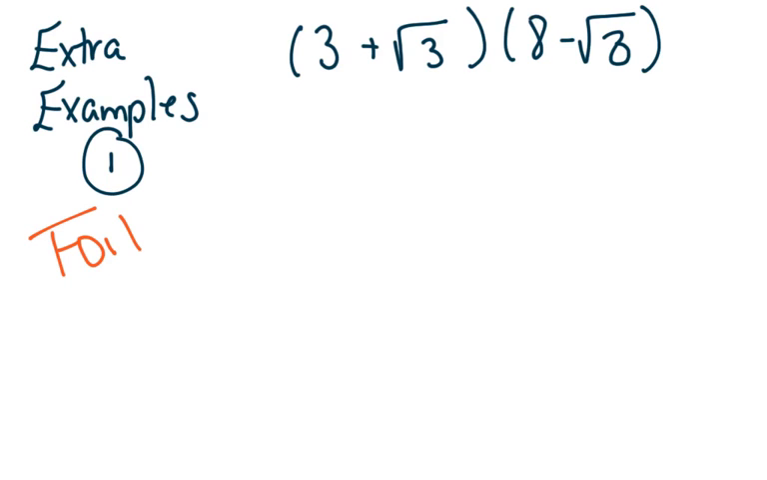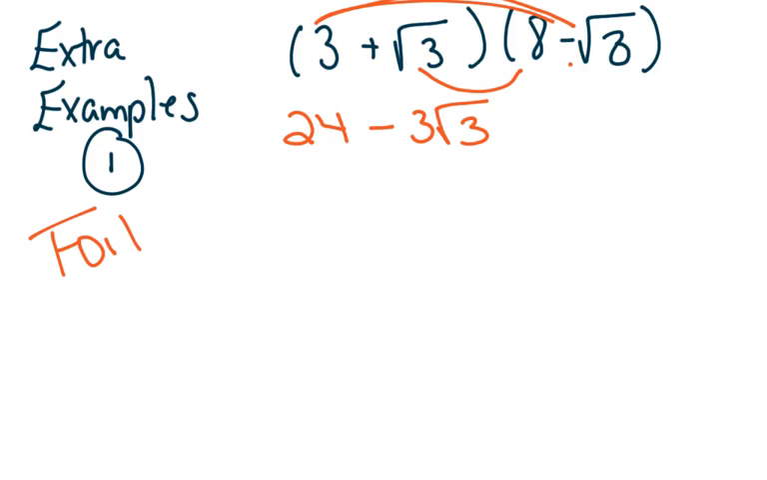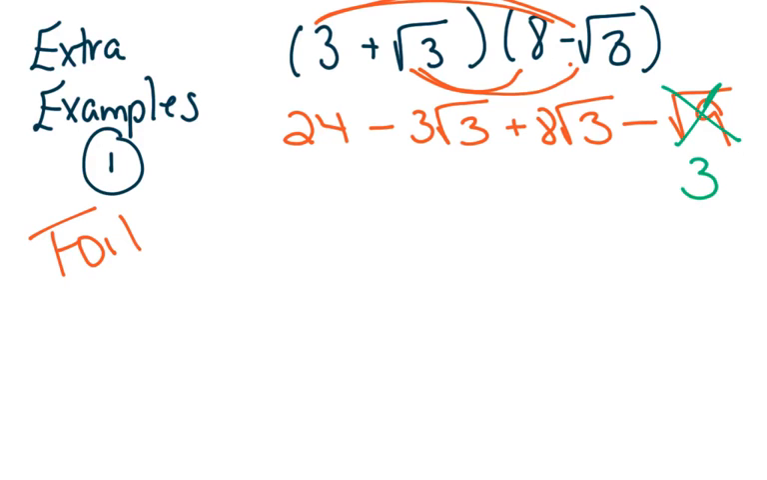So on here, we need to make sure that we have our first terms. 3 times 8 gives me 24. 3 times the negative square root of 3, so that would be negative 3 square root of 3. All right, our inside terms, square root of 3 times 8 would give me positive 8 square root of 3. And last but not least, we have a positive and a negative, so this will be negative square root of 9, which we know right off the bat we like. We can just change that to a 3.